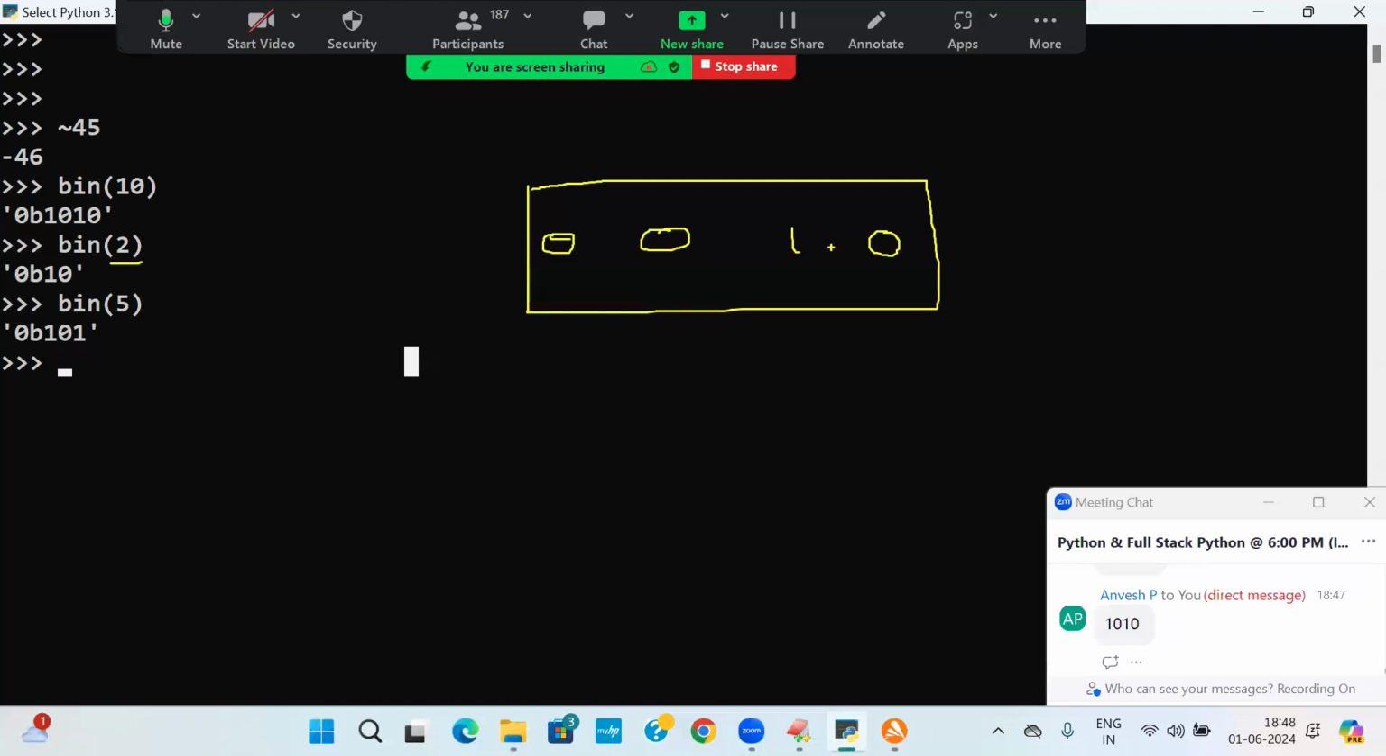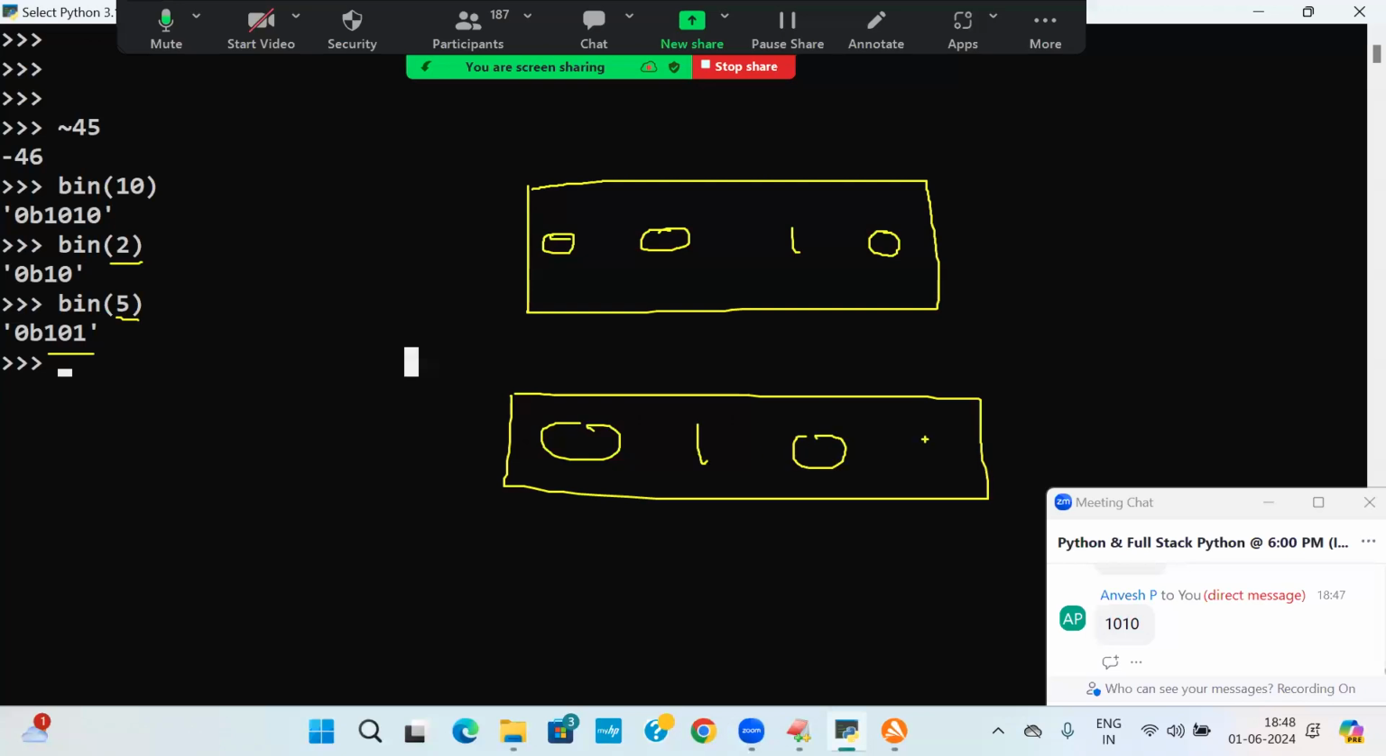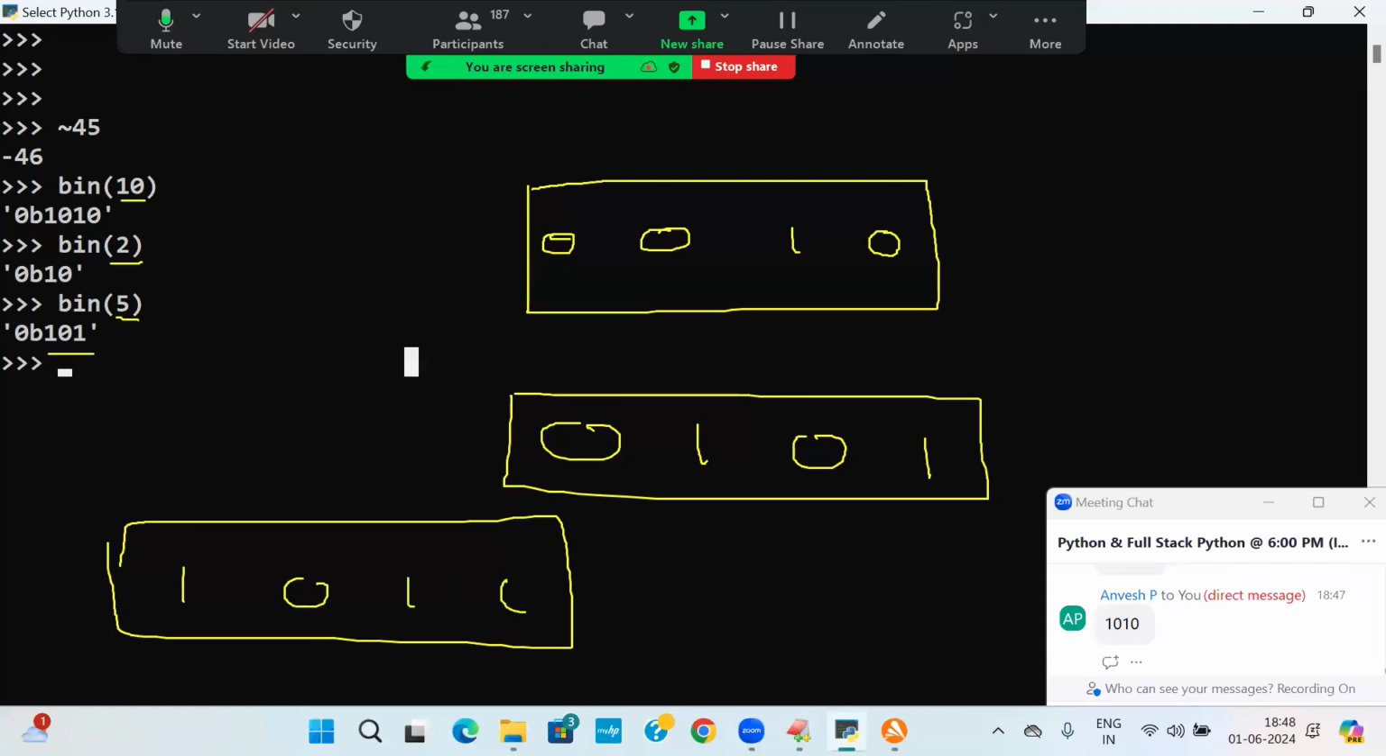I'm not going into computer organization, but as part of the CO subject I'm giving some fundamentals here. When you take 5, what is the number here? 101. What should you write? 0101. This is called the 4-bit pattern for the number 5. Next, 10. What is the number here? I am writing 1010.